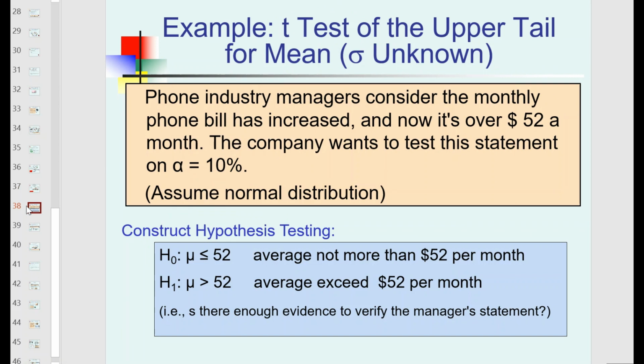Okay, so now we look at the example here. T-test of the upper tail for the mean, if your sigma is unknown. Because this is basically a t-test, of course your sigma is unknown in this particular category. So if you look here, phone industry managers consider that the monthly phone bill has increased and is now over 52 a month. The company wants to test this statement at alpha equals 10%. So construct the hypothesis testing first.